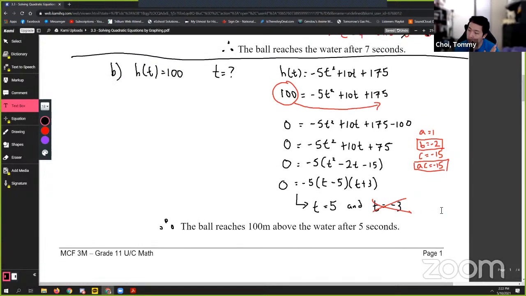So notice how the process is still the same. The only step that has changed is that when we set it equal to 100, we just want to make sure that everything is on one side. So we move the 100 to the right, and we set it equal to 0, and then we factor it, right? So whenever the question asks you to solve for time, when you're solving for the variable inside your equation, you want to factor and solve for those variables. That's going to give you your answer here.